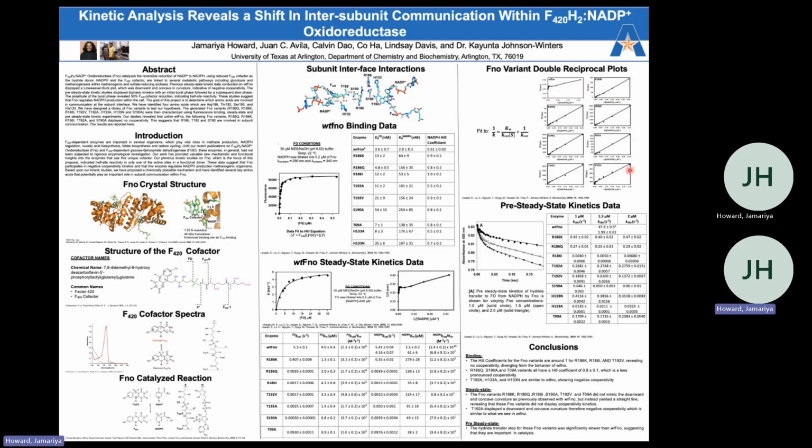So all of these variants, with the exception of T192A, display no cooperativity kinetics. But if you take a look at the T192A variant, you still see that downward and concave curvature, indicating that we still see negative cooperativity kinetics. With the pre-steady state for wild type, Ebenezer Joseph and Conley actually saw a phenomenon called biphasic kinetics, indicating that they saw a fast phase and a slow phase. But for all of the FNO variants, we no longer see that fast phase and that slow phase anymore, indicating that we don't see biphasic kinetics with any of the variants.